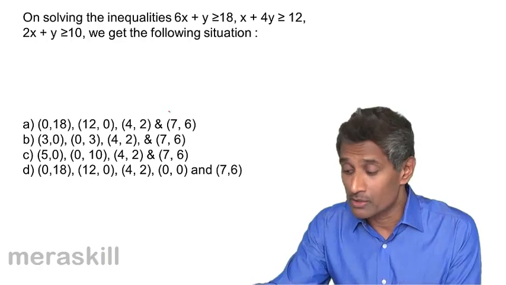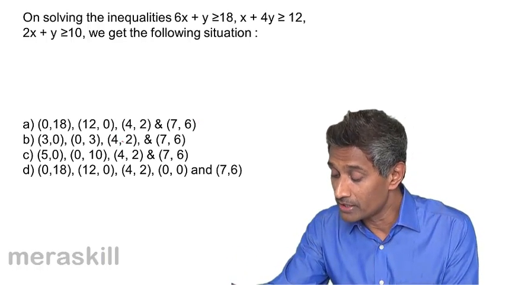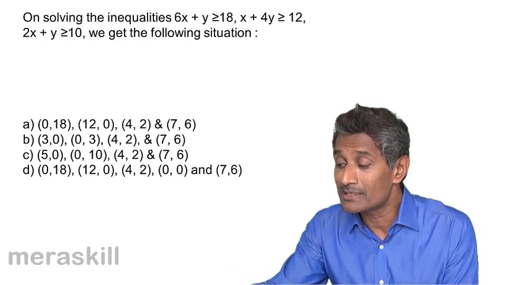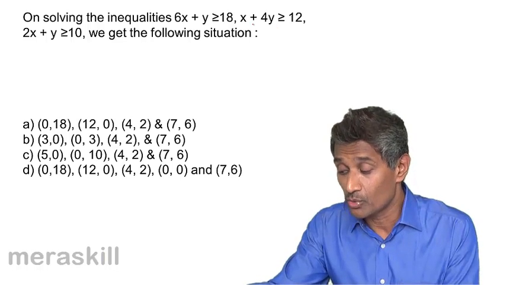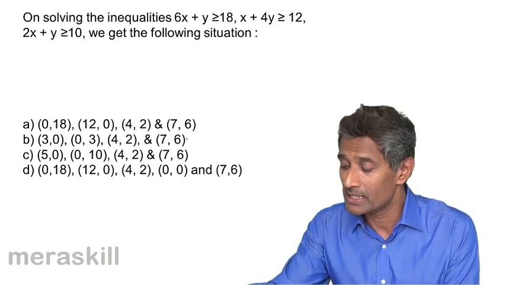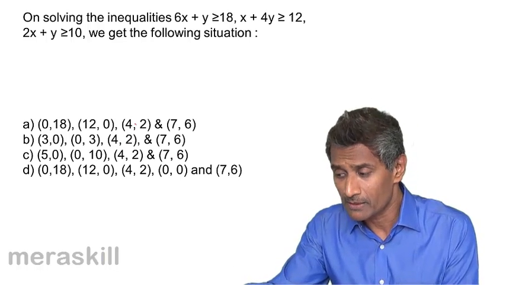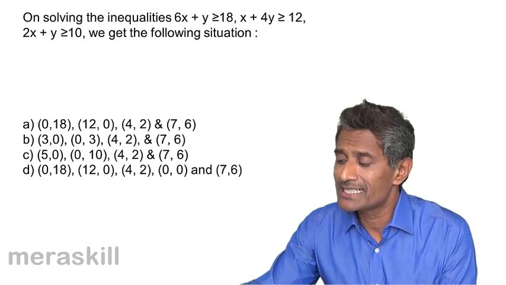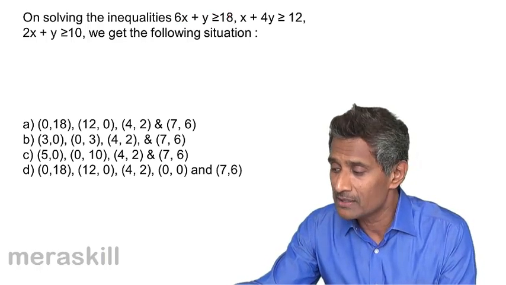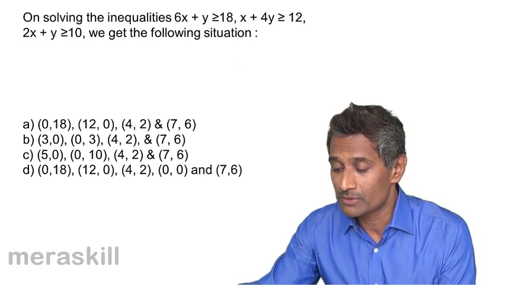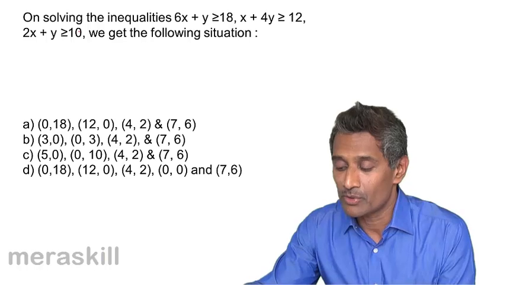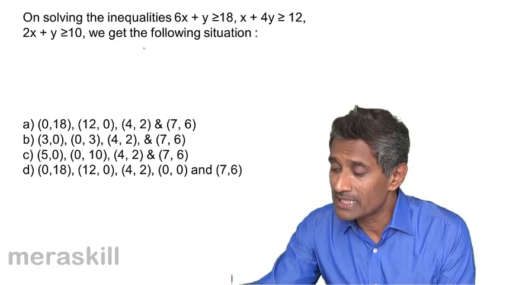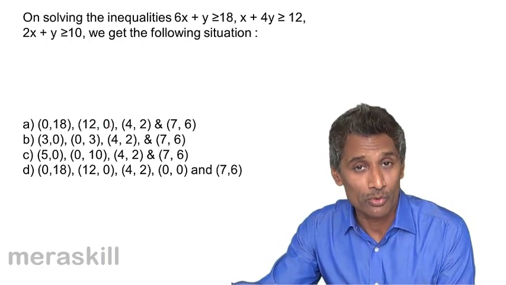Now that's a very tall order. Imagine 4 into 4 into 4, 3s are 12 plus 5, 17 values. We can't substitute in each of these. Since the exam format is MCQ, we need to eliminate all the absurd values among these. So we have this inequation 6x plus y is greater than or equal to 18, x plus 4y greater than or equal to 12, 2x plus y greater than or equal to 10. We want to check which among these situations will be followed.